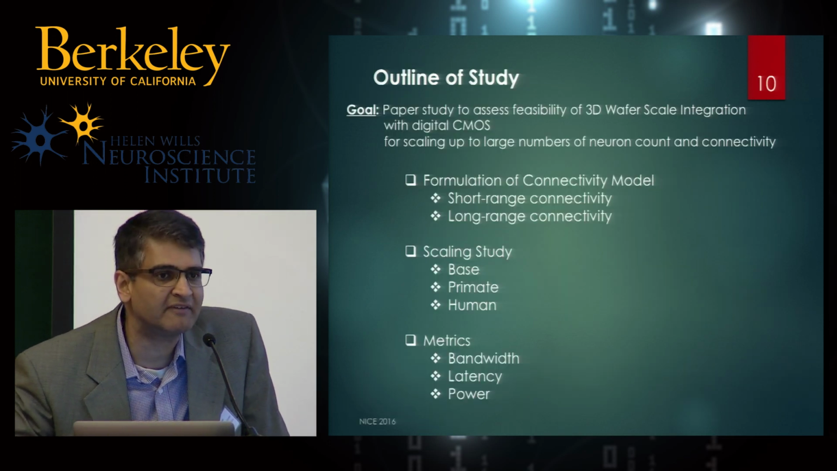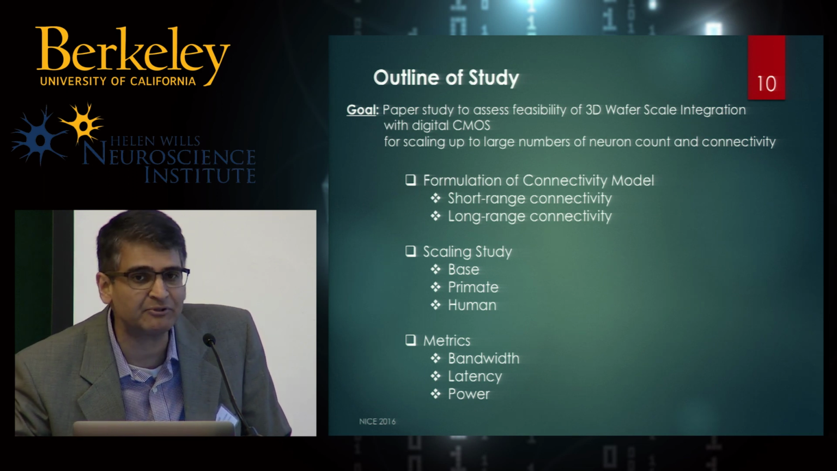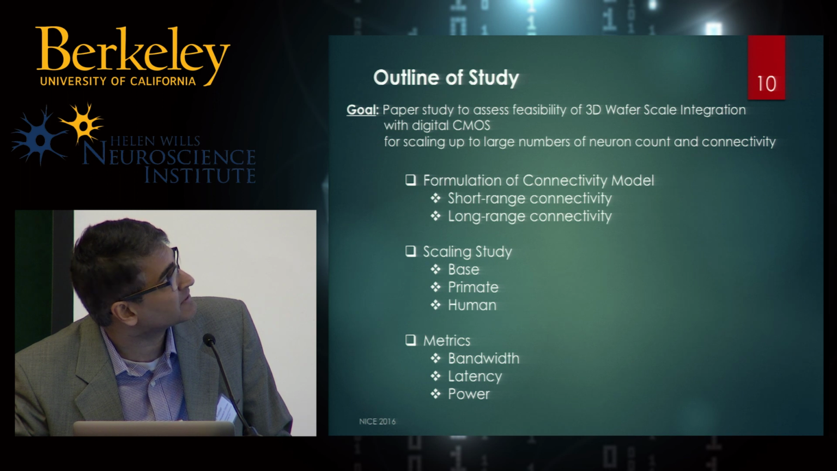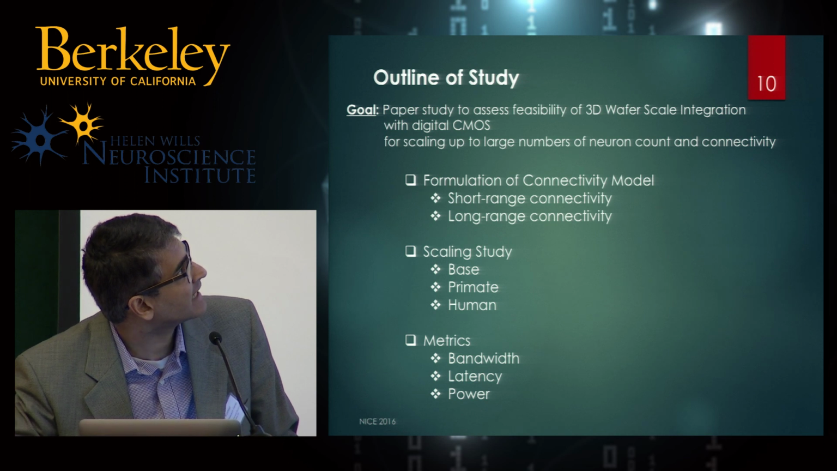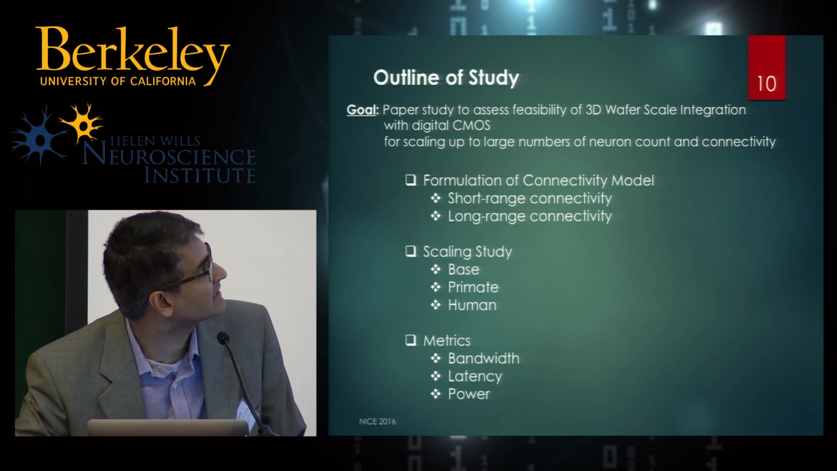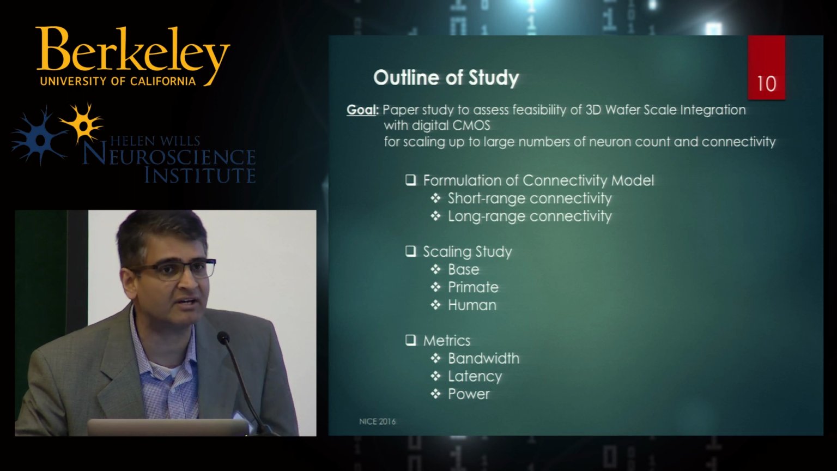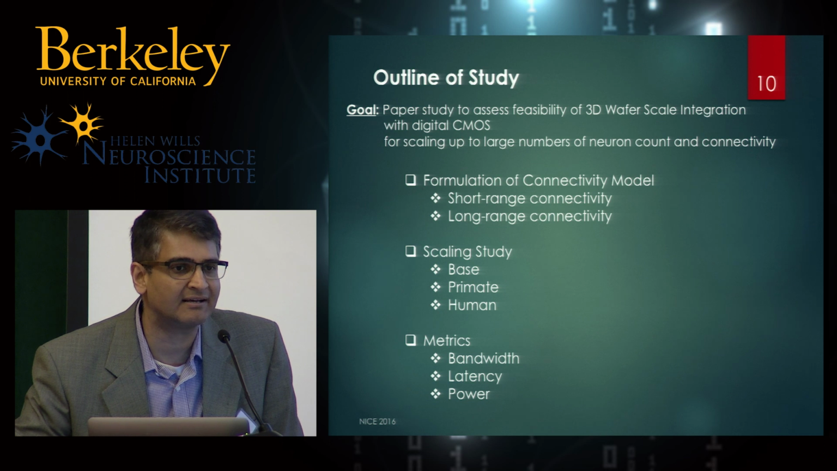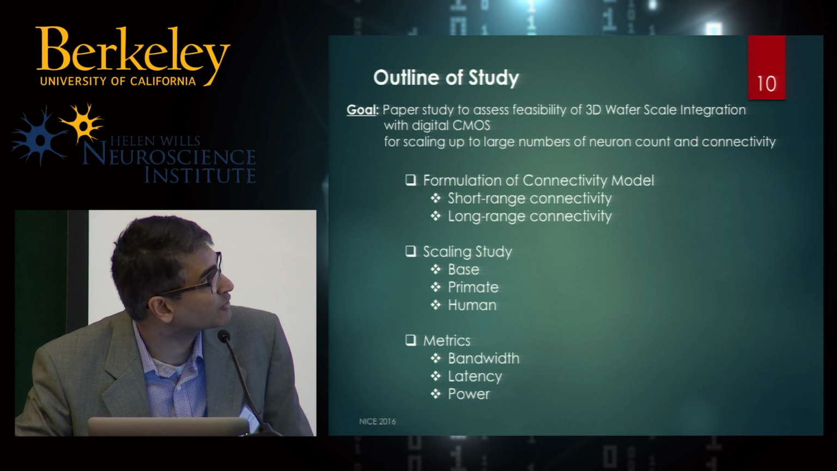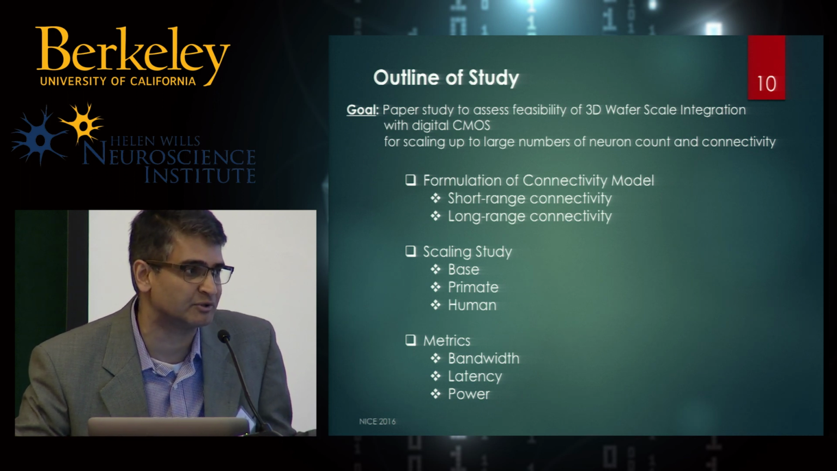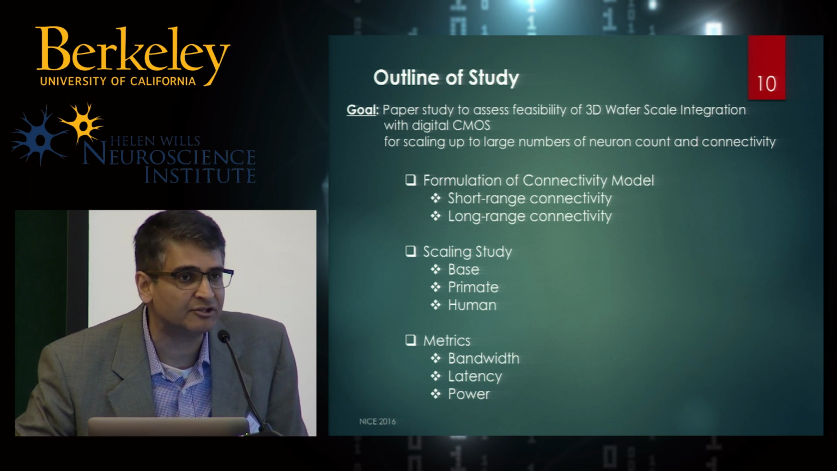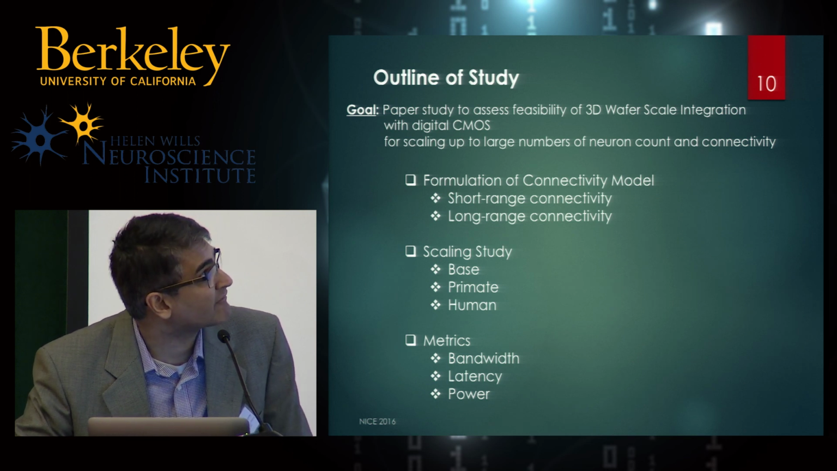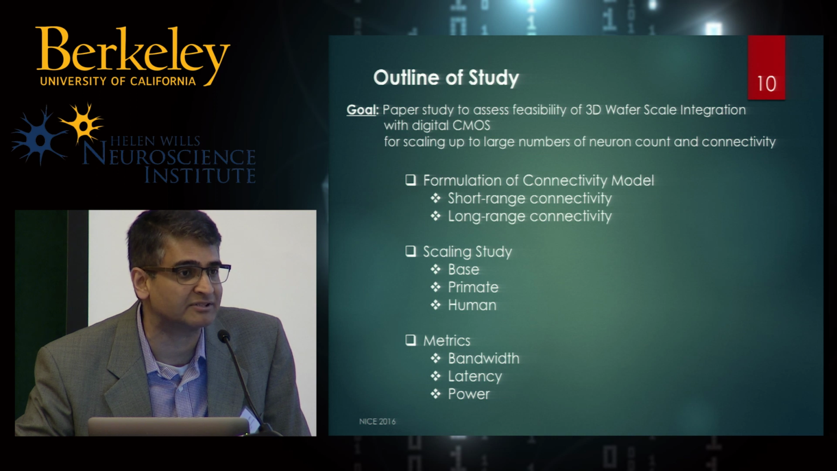So in order to try to evaluate the prospects, we did a paper study, and I'm going to talk about that here. The purpose of the study was to really assess the feasibility of using 3D wafer scale integration for digital CMOS and for scaling up to large numbers of neuron count and connectivity. So in order to do that, we need some kind of a connectivity model, because we don't have a gigantic program somewhere that's running that takes all of these multisensory inputs and does all of this processing, and from which we can really evaluate. However, we do know at least partially something about how the brain works. So we can make some kind of a connectivity model and use that as a basis to decide whether we actually have these kinds of capabilities in such a scaled up 3D wafer scale system.